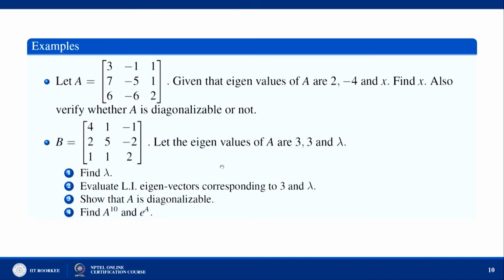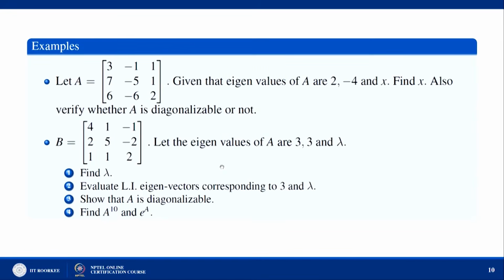Now, you can see a second example here. Here A is [4 1 minus 1; 2 5 minus 2; 1 1 2], and here the eigenvalues are 3, 3 and lambda. Let us see whether it is diagonalizable or not, and if yes, what will be P and how we can find the other expressions in this problem. So, this is the problem; let us try to solve it quickly.